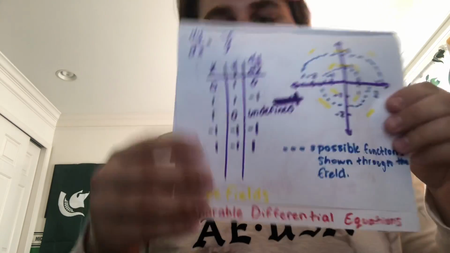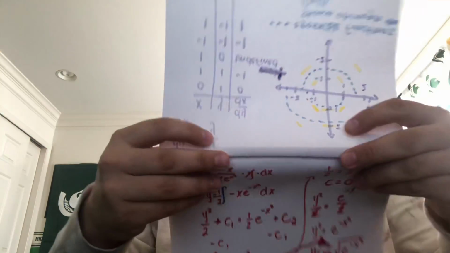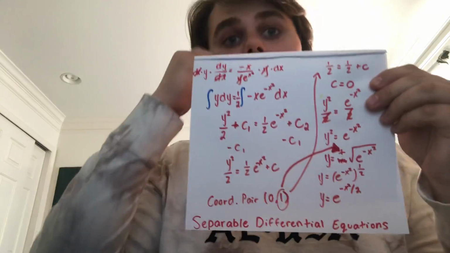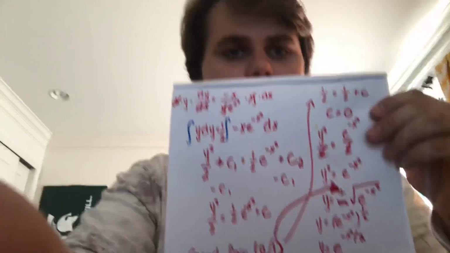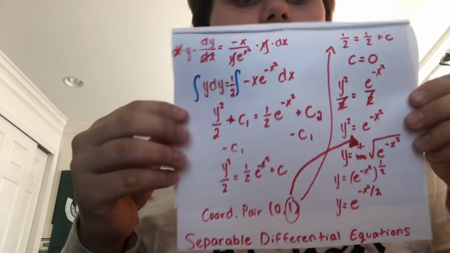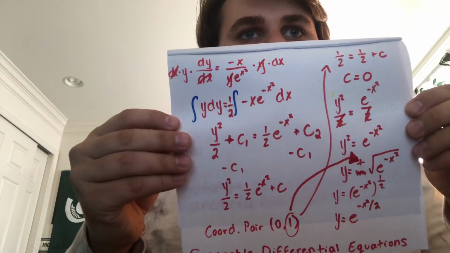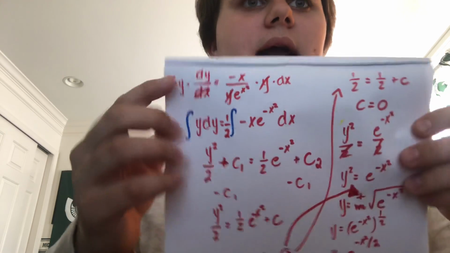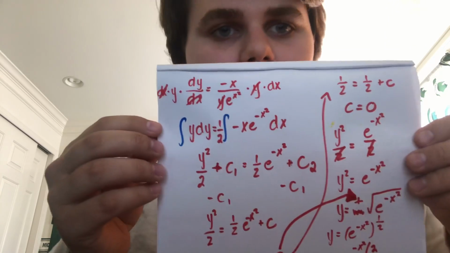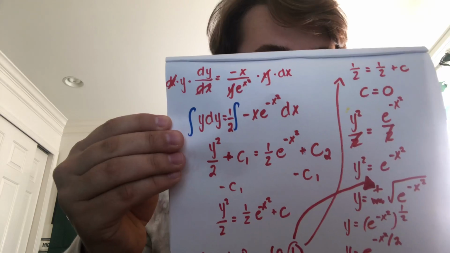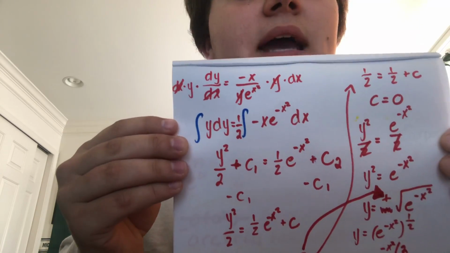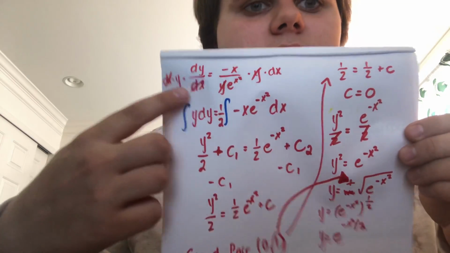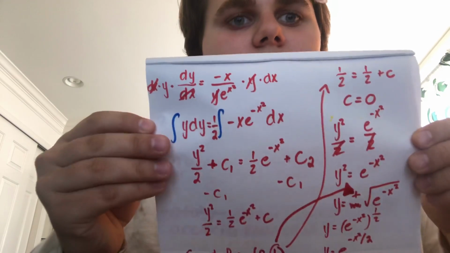endpoints are. Okay, and last but not least, for the finale, we have the separable differential equations. I'm trying to get a better angle on this page, because I used the entire page. I started off with dy/dx equals negative x over y times e to the x squared. It's kind of confusing because I showed my work. As you can see, I've basically moved all the y to one side and all the x to the other to get everything situated.